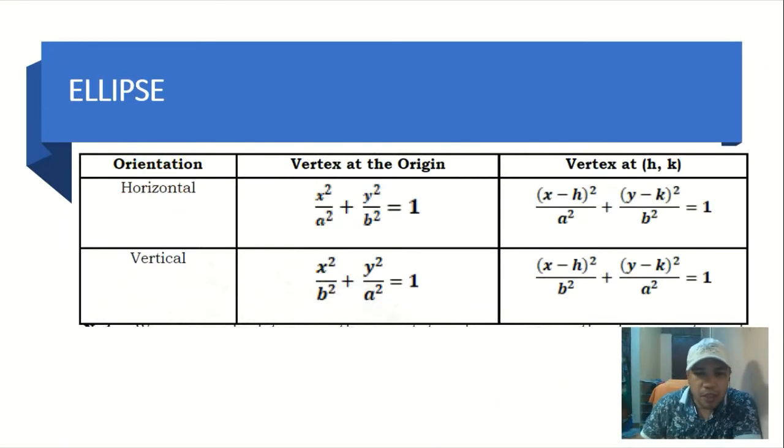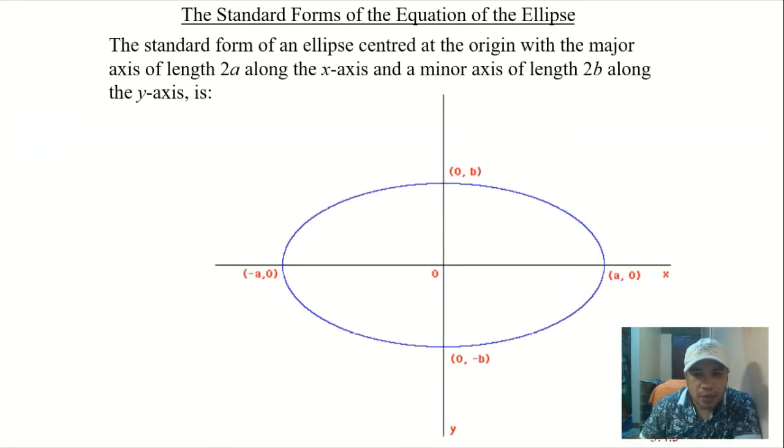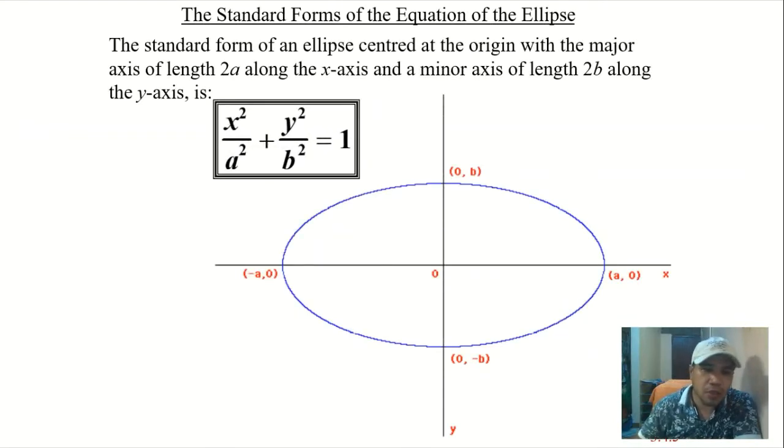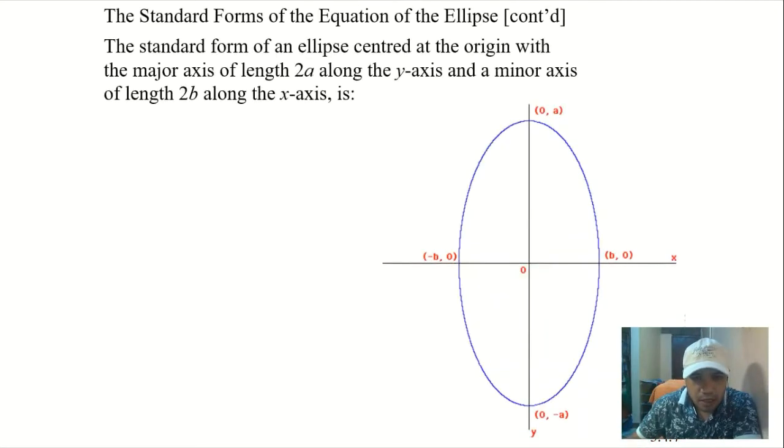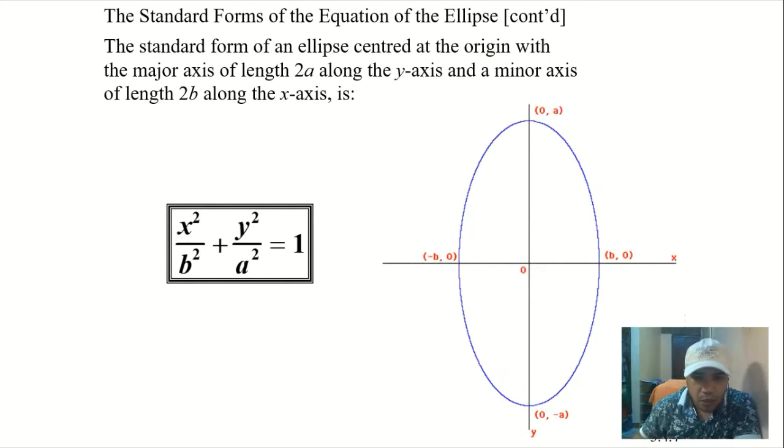So we have two orientations for the ellipse. Number one is horizontal and number two is vertical. So for the horizontal, when the center is at the origin, or 0, 0, this is how the equation looks. So once the bigger number is under x, that means the orientation is horizontal. So in this setup, a squared is under it, so it is horizontal. Then, once the bigger number is under y, that means the orientation is vertical. So this one is vertical.